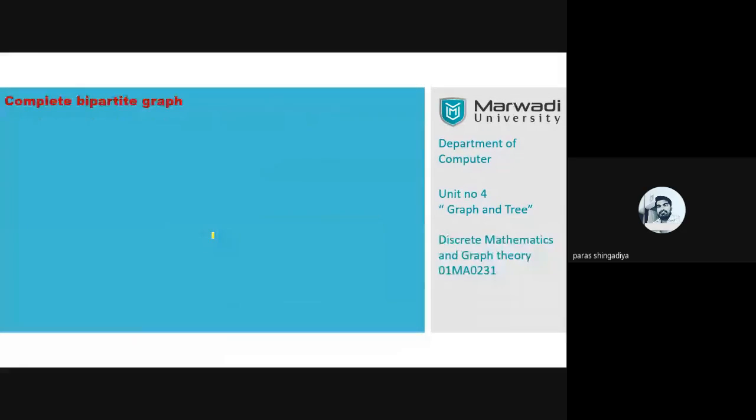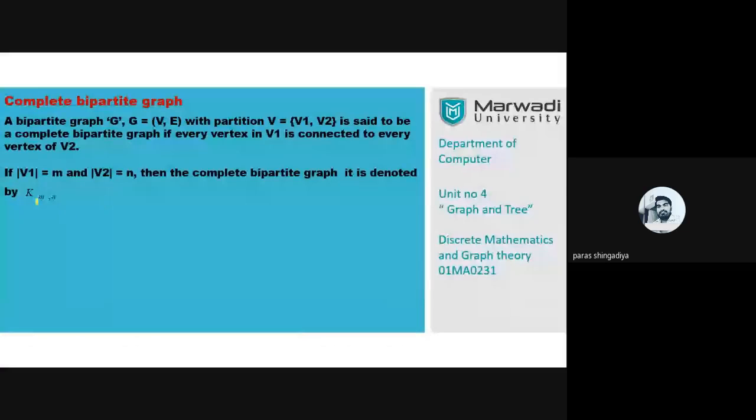Then afterwards, a complete bipartite graph is one where every vertex in V1 is connected to every vertex in V2. That is also easy to understand.